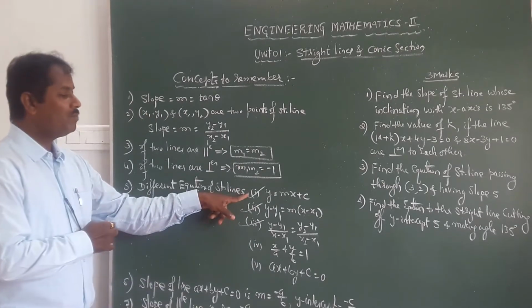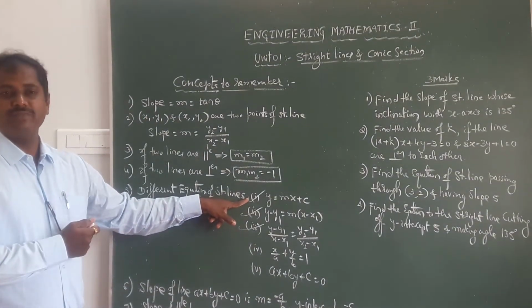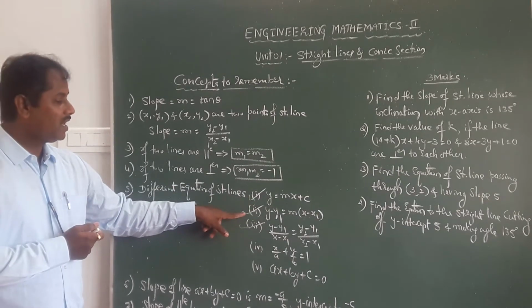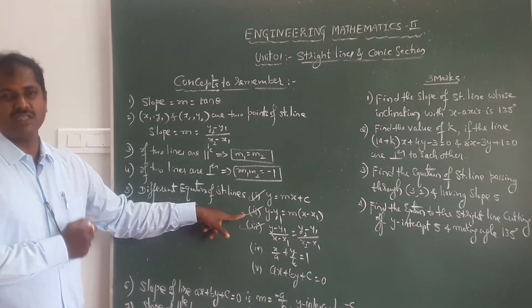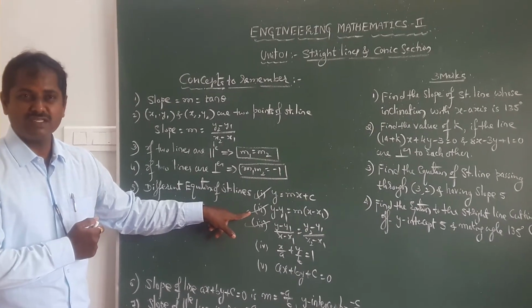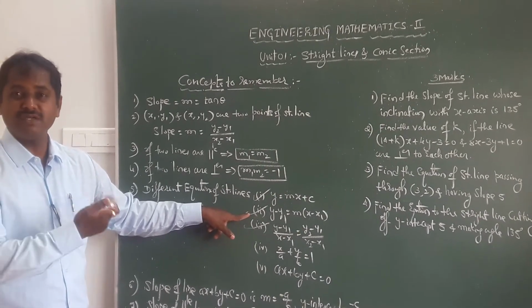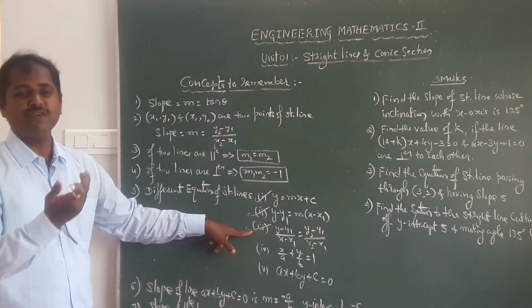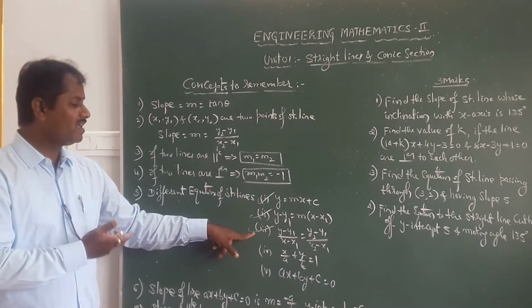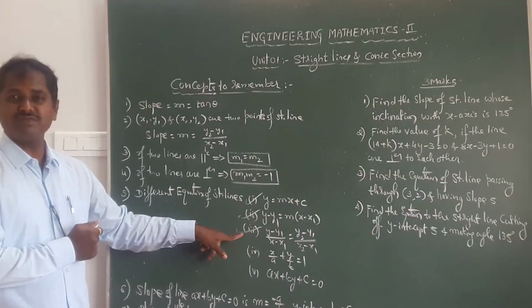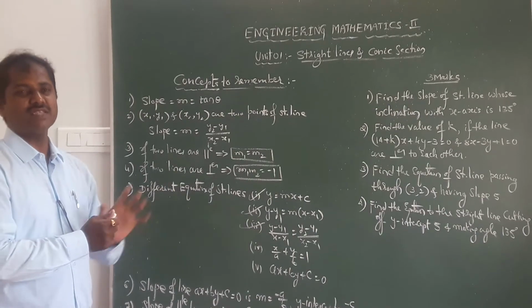Okay, if slope and intercept are given, then you may be asked to find the equation of a straight line. And if a point and a slope are given, then its equation can be found out by using this formula y minus y1 is equal to m into x minus x1. And similarly, you have to remember the 2-point form of a straight line, which is y minus y1 divided by x minus x1 is equal to y2 minus y1 divided by x2 minus x1.